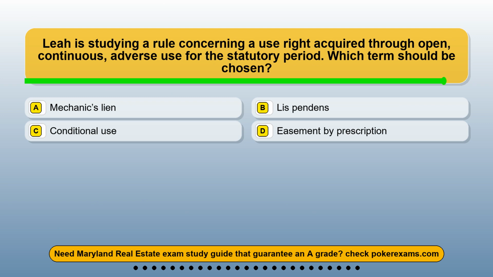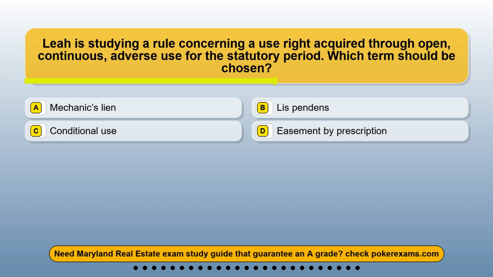Question 5. Leah is studying a rule concerning a use right acquired through open, continuous, adverse use for the statutory period. Which term should be chosen? Option A, mechanic's lien. Option B, lease pendens. Option C, conditional use. Option D, easement by prescription.